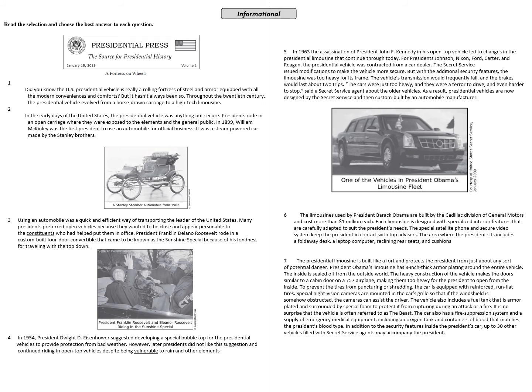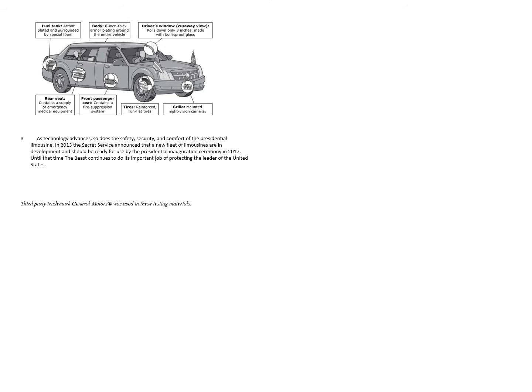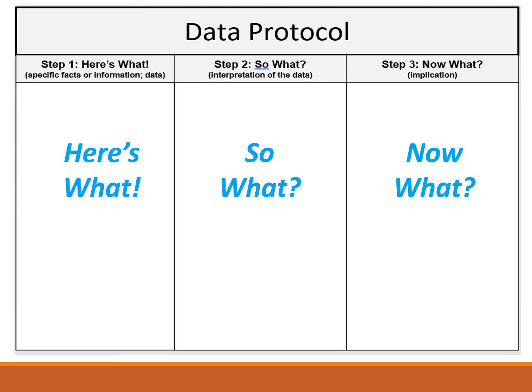Next is the informational selection, Fortress on Wheels. But looking at the title and subtitles and all the visuals that we are provided with, all the pictures here, as readers, we can tell that the selection will be about the president's car, its history, its parts, and its most current status. The selection continues on the next slide. The selection has all the typical characteristics of an informational selection. And this is just simply the continuation of that selection on Fortress on Wheels.